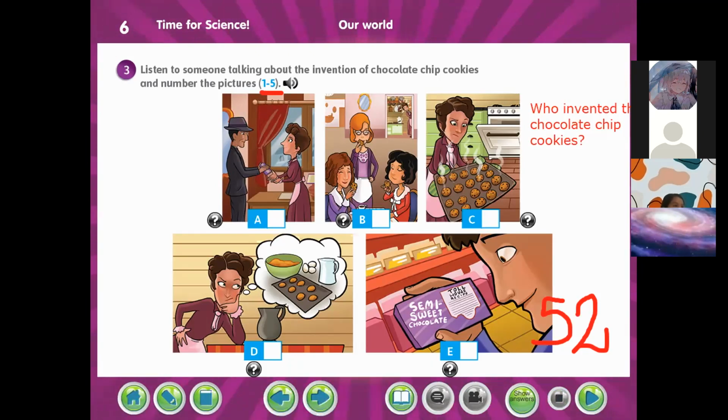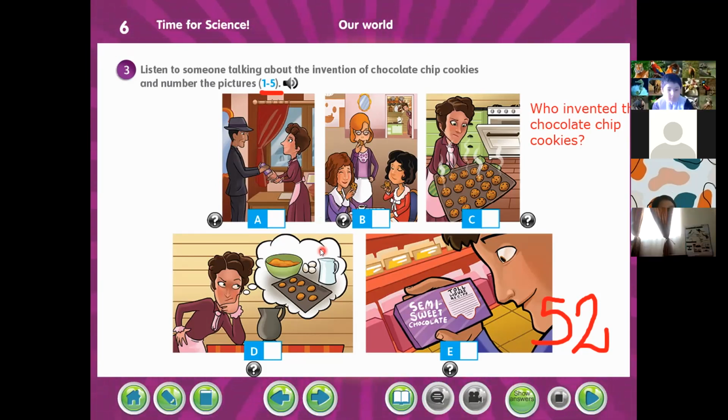Okay, tell me please, what picture is the number 1? A, B, C, D, or E? B. Can you repeat please, Leonardo? The picture. Picture what? A? B? Sorry, it's not correct, it's not the B. Another student, please? A, teacher. No, it's not.